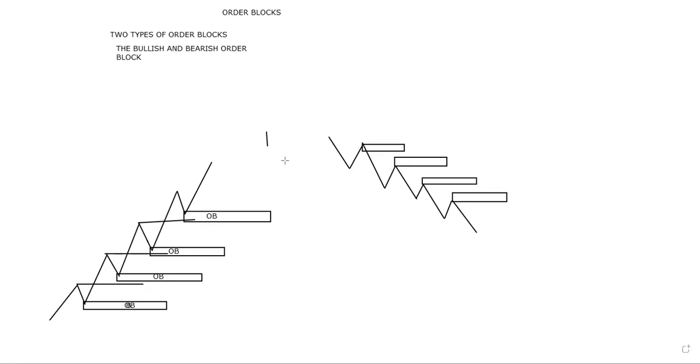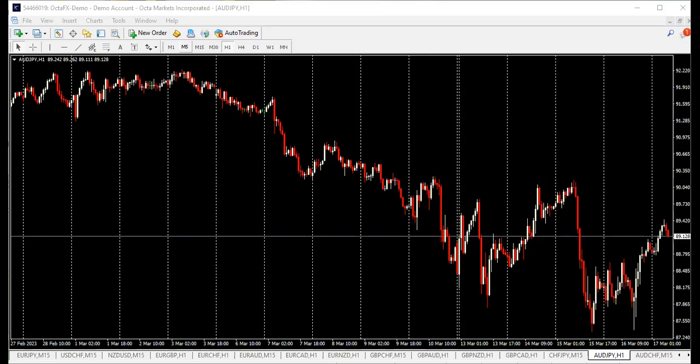So that being said, let us move into the charts to identify order blocks. So we are on AUD/JPY on the 1 hour time frame, and we want to draw order blocks on AUD/JPY, and I would want you to pay attention to how I draw this order block.